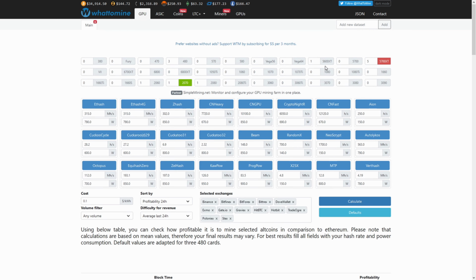And different cards are going to have different hash rates for these different algorithms. There's a ton here. And this is not an exhaustive list. There are tons out there. And as I mentioned before, there's algorithms that use things like SSDs or CPUs, things like that.